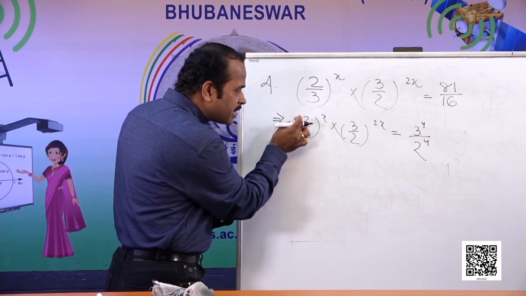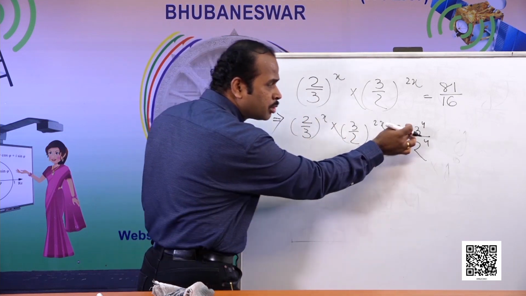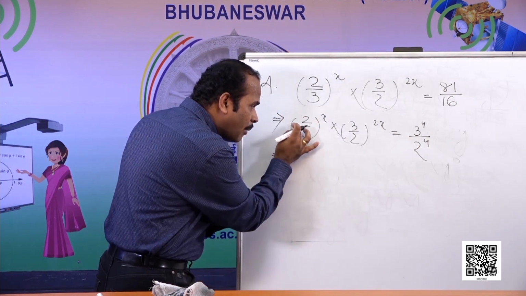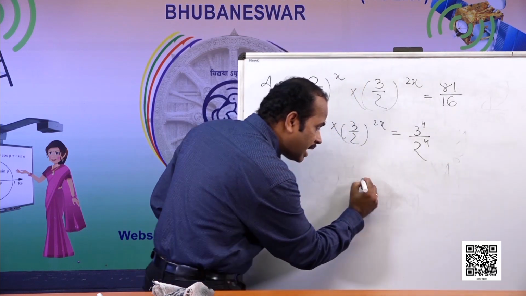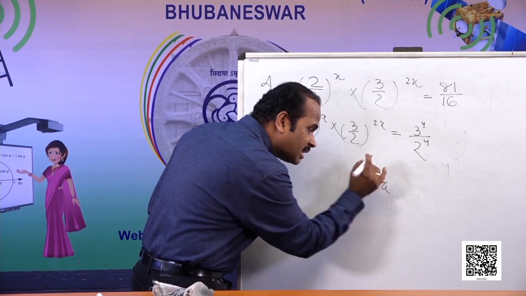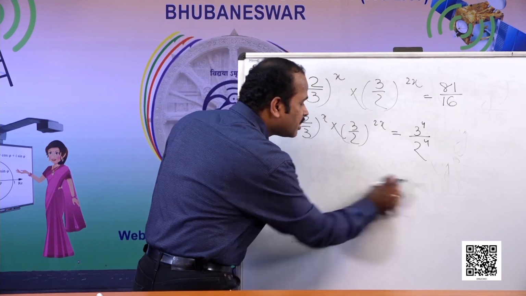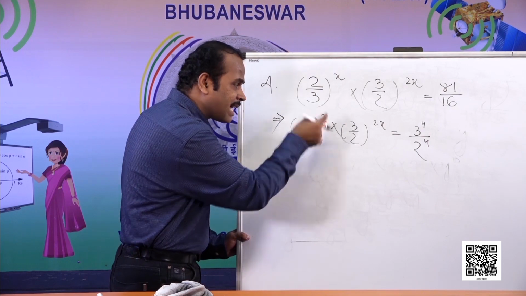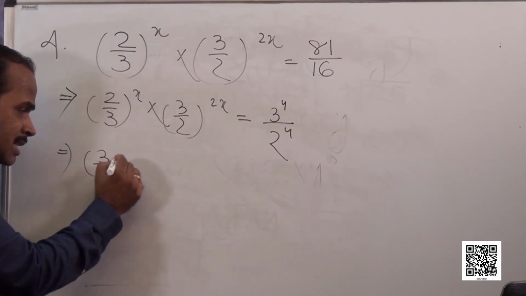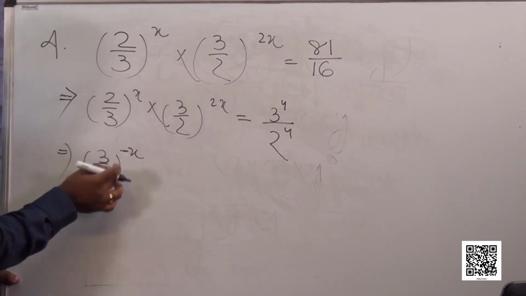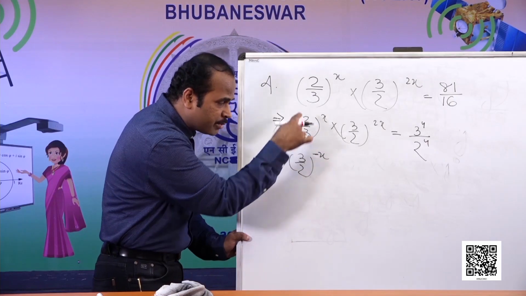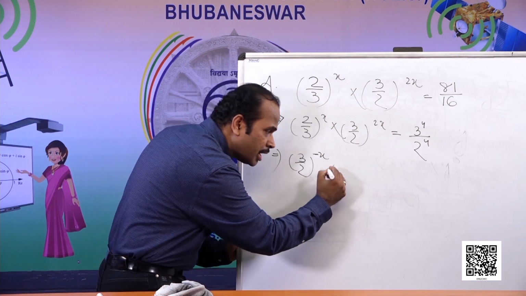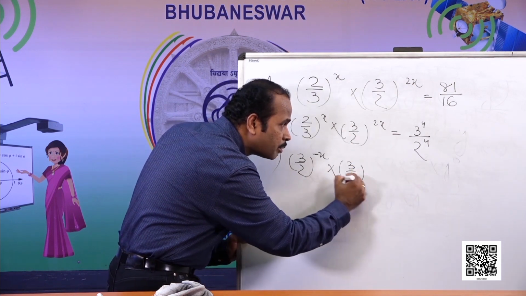Now here you'll find this is written 2 by 3, this is written 3 by 2, and this is also 3 by 2. So I want to change this 2 by 3 into 3 by 2. What law of exponents will be used here? The law of exponents we have learned: a to the power minus 1 is 1 by a. I can use that here. Instead of (2/3)^x, I can write (3/2)^(-x). If I open this, I will find it is (2/3)^x. That means I have changed (2/3)^x to (3/2)^(-x), times this term which remains as it is, (3/2)^(2x).